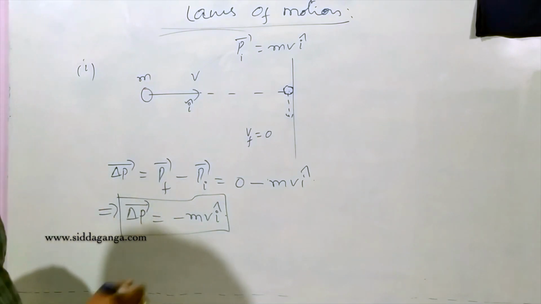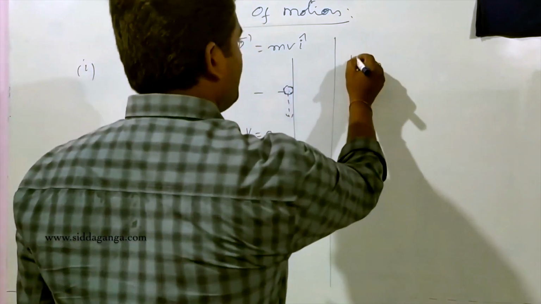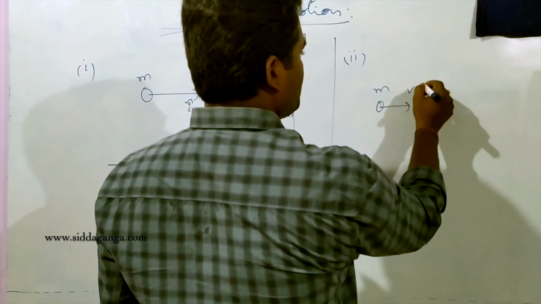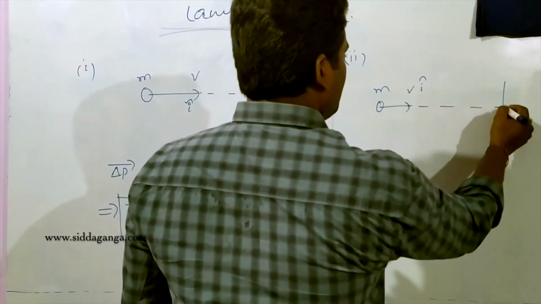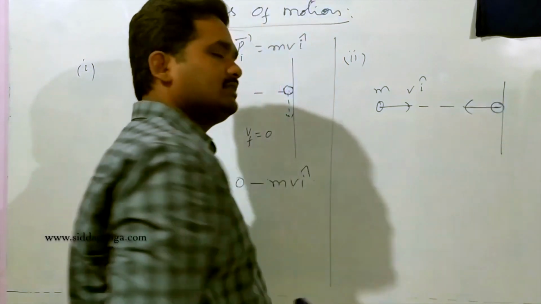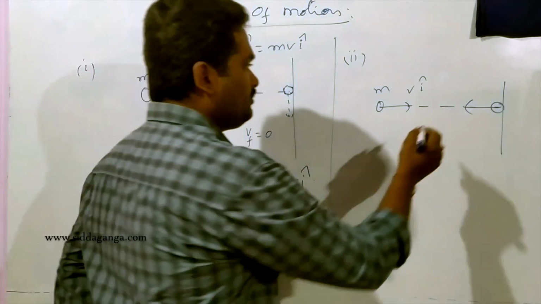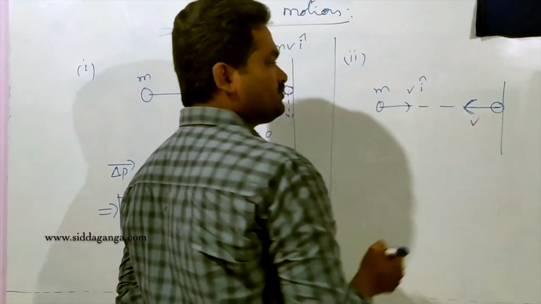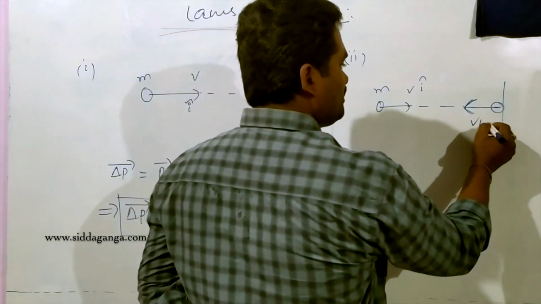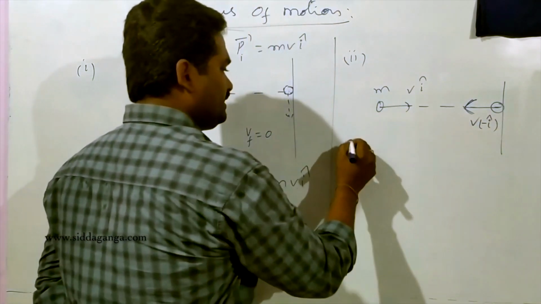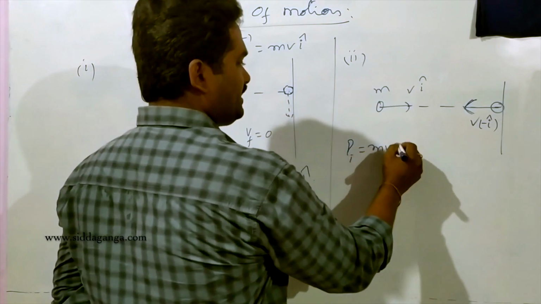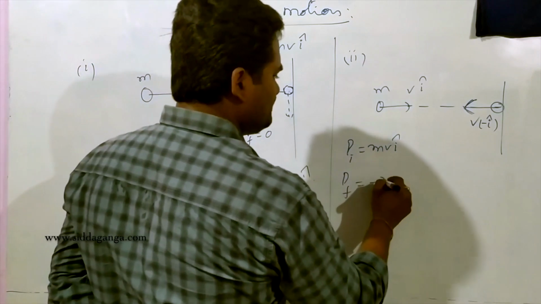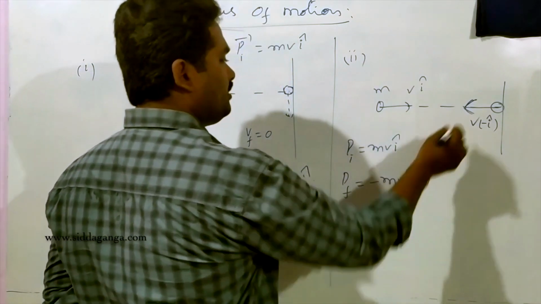Now in the same problem, instead of falling there itself, if this ball of mass m moving with velocity v in the positive x direction hits the wall and rebounds back with the same velocity, then what will be the change in momentum? Rebound back with the same velocity means the speed will be v, but moving in the opposite direction, meaning minus i cap. So here the initial momentum is mv i cap and the final momentum is minus mv i cap, because it is moving in the opposite direction.